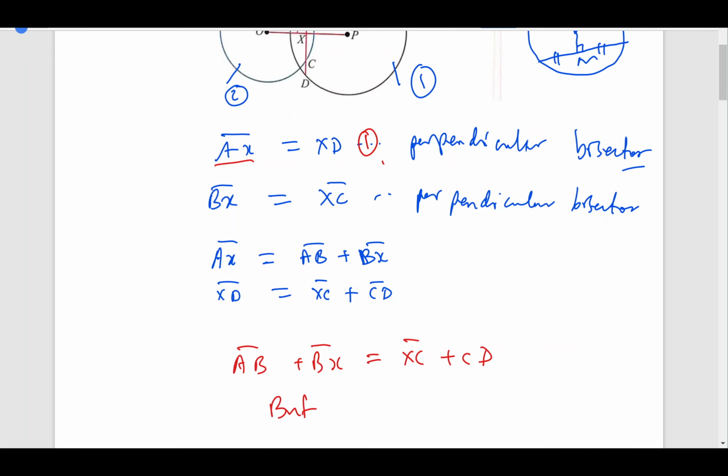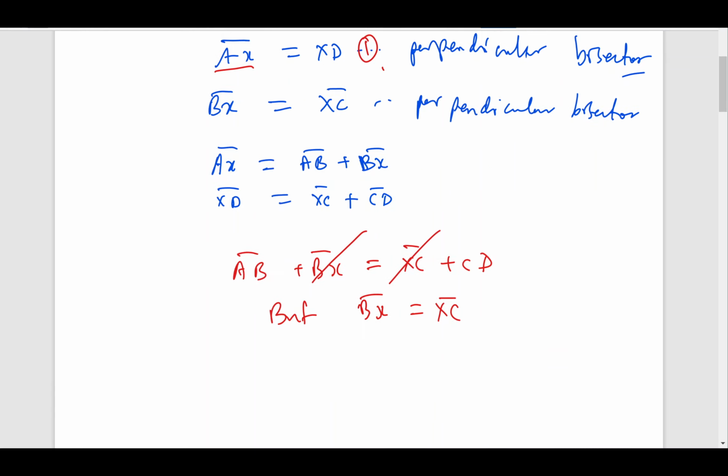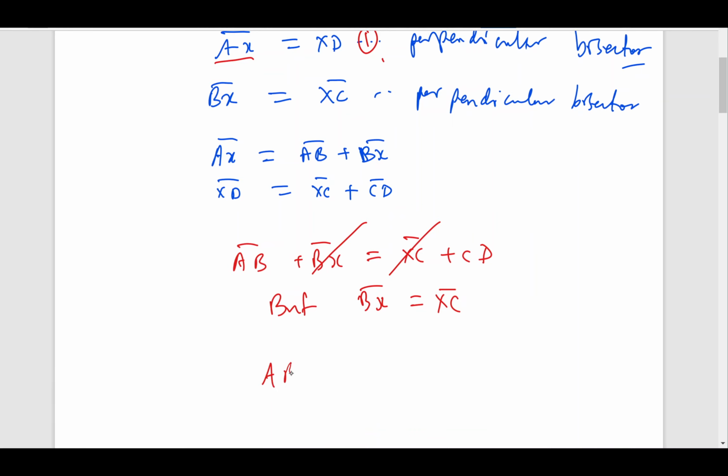But we know that BXC equals XC. So it means BXC can be cancelled here, and eventually we are coming to the point where we can see AB equals CD, dear students, dear friends. So it is proved already.